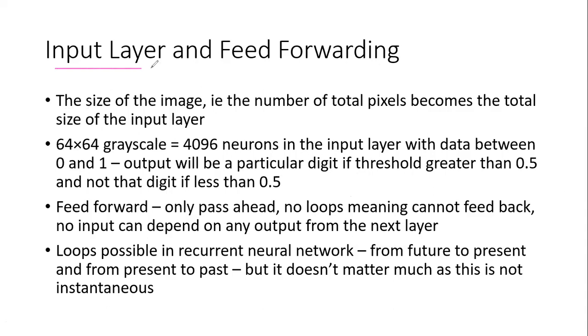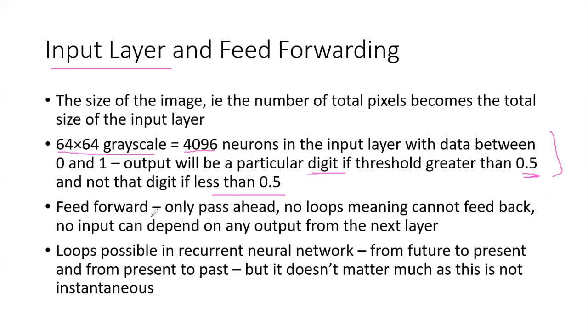Always remember that the size of the input layer is equal to the total number of pixels. So if I have 64 by 64 grayscale, then I have 4096 neurons in the input layer. And it's always going to be between 0 and 1 in the grayscale mode, where 0 means white and 1 means black. And the output will be a particular digit because we want to recognize digits right now. If the value is greater than 0.5, it is that digit, and if it is not greater than 0.5, then it is not that digit. We will talk more about this in the next slide.